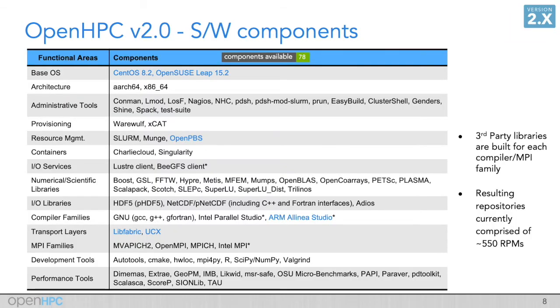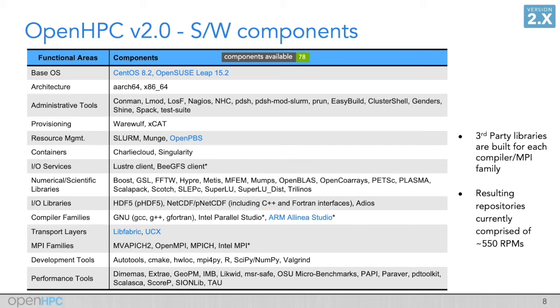I mentioned that OpenHPC version 2.0 came out recently, and this table highlights all of the software components that are available in that release. And it comprises roughly 78 different software components. And the things that are highlighted in blue are items that are newish in OpenHPC 2.0. And really the big ticket item here is that this introduces support for major new distro versions. So this is what introduces support for the CentOS 8 release. And it also includes some builds against the ARM Millennia Studio compiler. I'll say a little bit more about that in a few slides.